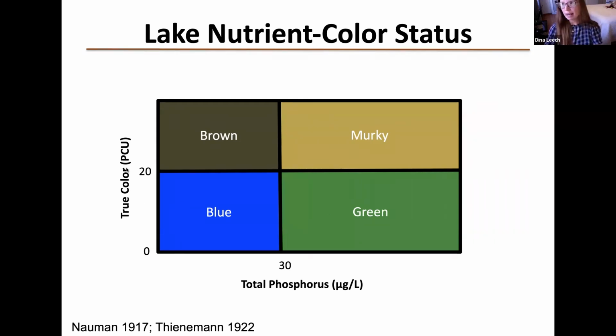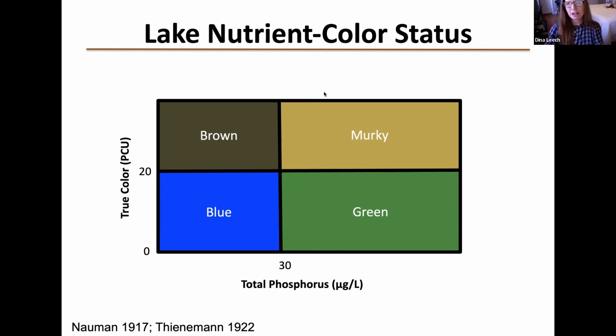Remember that how much organic matter puts us on this blue to brown axis. So we measure something called true color, which is a colorimetric test that we do in order to assess how much dissolved organic matter is in the water. So when we look at these two variables, true color, measuring how much dissolved organic matter, and total phosphorus, which is an indicator of how much algae is there, we can say whether a lake is blue, green, brown, or murky, with murky being a system that has both high phosphorus and high dissolved organic matter.